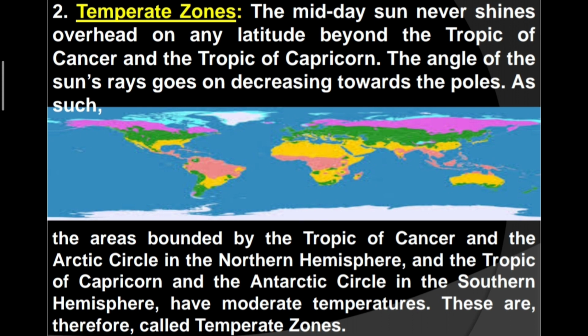The midday sun never shines overhead on any latitude beyond the Tropic of Cancer and the Tropic of Capricorn. The angle of the sun's rays goes on decreasing towards the poles. As such, the area bounded by the Tropic of Cancer and Arctic Circle in the Northern Hemisphere and the Tropic of Capricorn and the Antarctic Circle in the Southern Hemisphere have moderate temperature. So, these are therefore called the temperate zone.